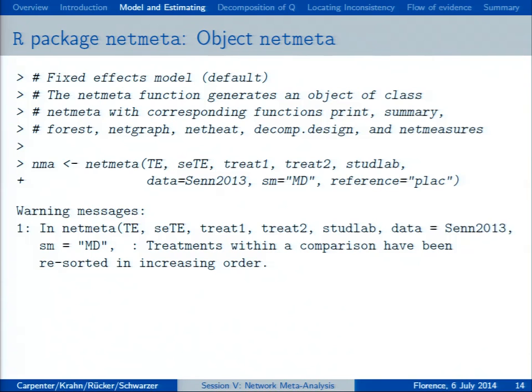And similar to meta, we give the data and the summary measure. And here we can also choose one treatment as the reference treatment. If the comparison to a reference treatment is of primary interest, we can specify this reference treatment here. The data does not have to be sorted before using this function. This will be done by the function. And then there will be such a warning that the treatments within a comparison have been resorted in increasing order.